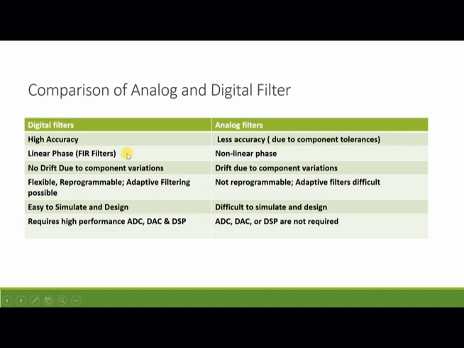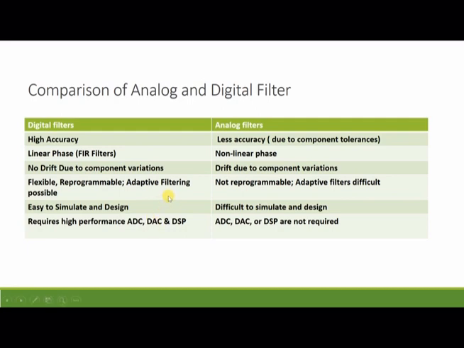Another primary advantage on the part of the digital filter is its flexibility in making any kind of variations with respect to the change of design, that is reprogrammability, whereas the reprogrammability facility is not available with an analog filter. In case of any modification in the design, we have to change the entire design, followed by that the set of the components.